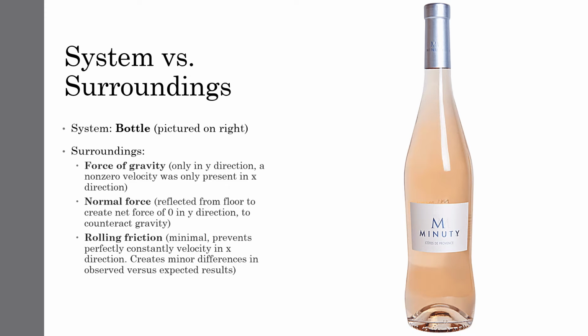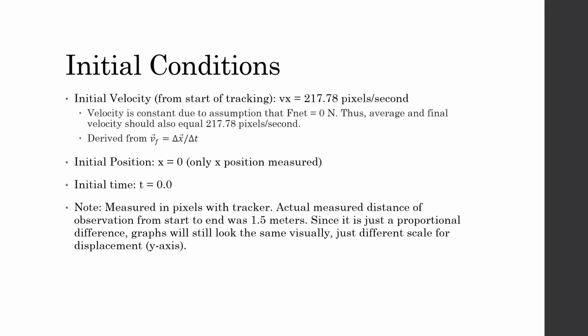For systems versus surroundings, our system was a bottle, which is pictured on the right. It was full, so it had a decent mass at the time. For our surroundings in the y direction, we do have the force of gravity and normal force. However, these cancel out, and we also have a force of 0 in the y direction, so these are not relevant. We do not have a perfectly expected net force of 0 in the x direction due to friction, which is inevitable. It is rolling friction, which does minimize the effects of this. However, it will still create some minor differences in our observed versus expected results.